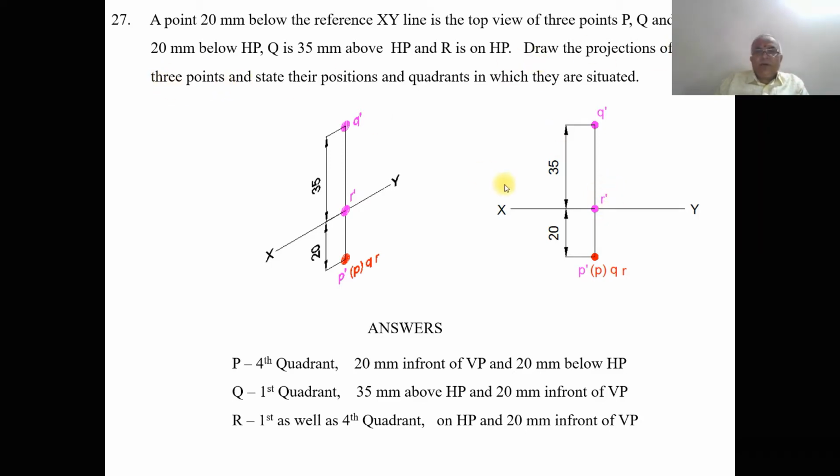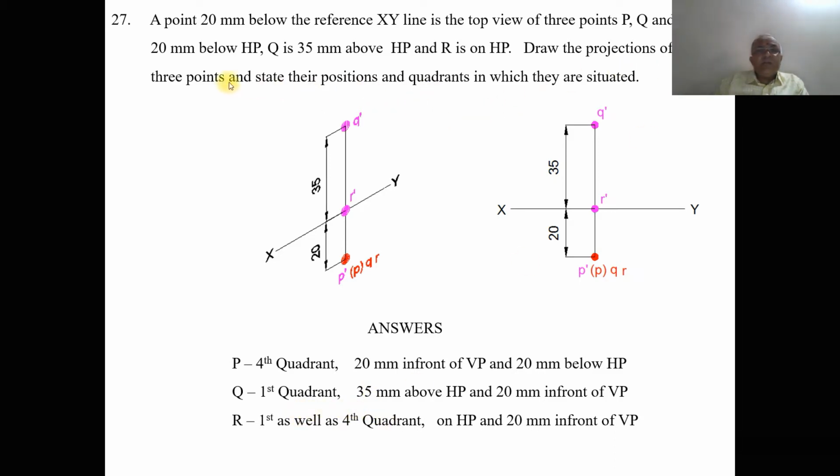Draw the projections of 3 points, so we have drawn the projections of 3 points, and state their positions and the quadrant in which they are situated. So first, capital P lies in the 4th quadrant. And capital Q lies in the 1st quadrant. For capital R, if R dash is above the XY line, then it becomes the 1st quadrant. If R dash is below the XY line, then it becomes the 4th quadrant. So the point capital R lies in the 1st as well as the 4th quadrant.